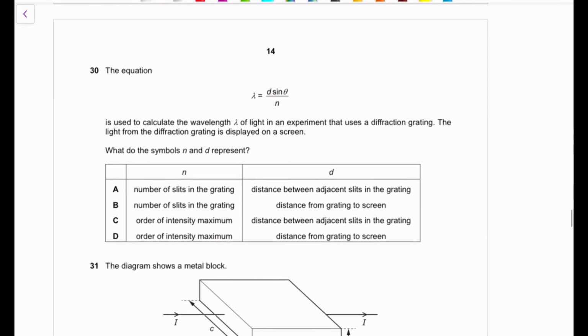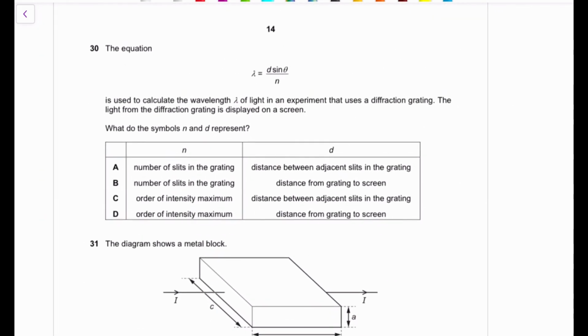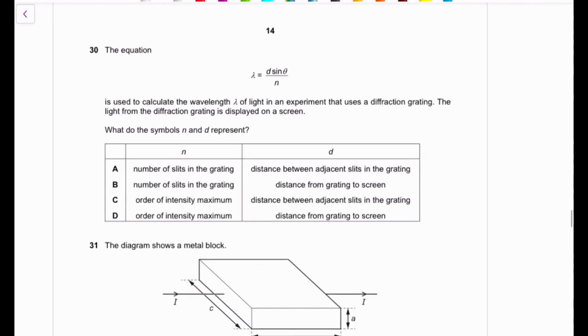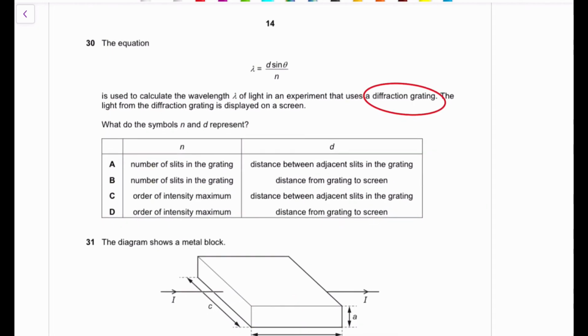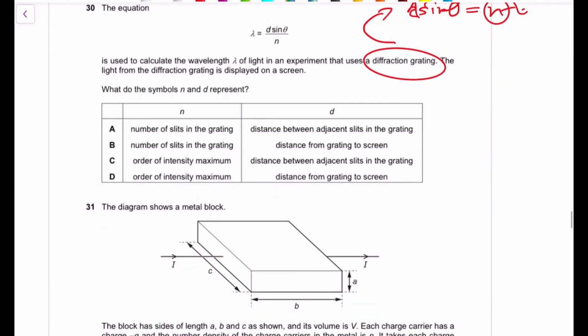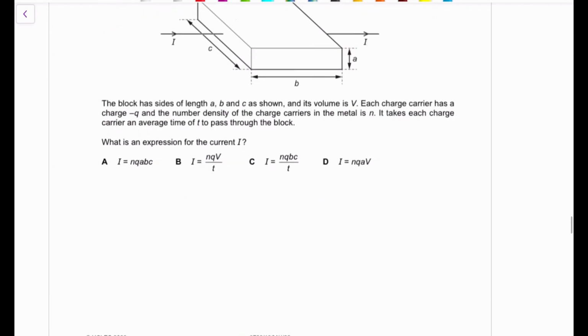Move on to question 30. In that equation, again, I always say this is the diffraction grating. Whenever you see a diffraction grating, one equation must come to mind: d sin theta equals n lambda, where n is the order of intensity maxima, and d is the distance between adjacent slits in the grating. So the answer is going to be C.